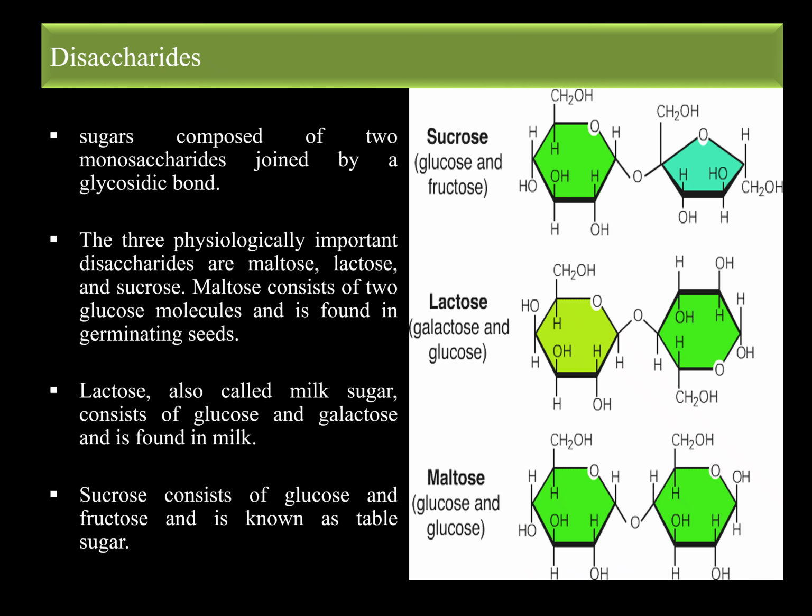Now we move to disaccharides. Disaccharides are made up of two monosaccharides joined by a glycosidic bond. The three most important disaccharides for our body are maltose, lactose, and sucrose. Maltose is made up of two glucose molecules and is found in germinating seeds. Lactose is made up of glucose and galactose and is found in milk. Sucrose is made up of glucose and fructose and is called table sugar.